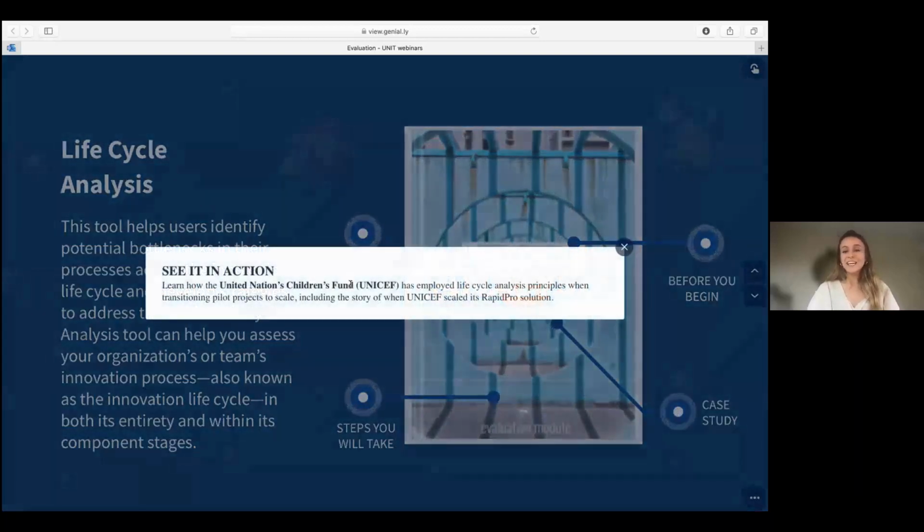And here's another example and case study of the contextualization of the life cycle analysis tool by UNICEF, who actually employed the life cycle analysis principles when transitioning pilot projects to scale.